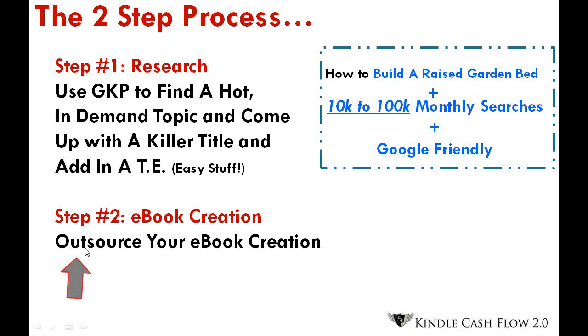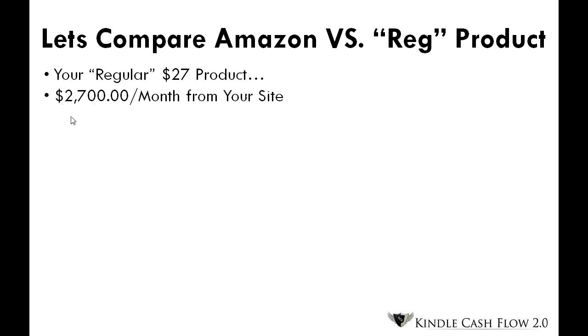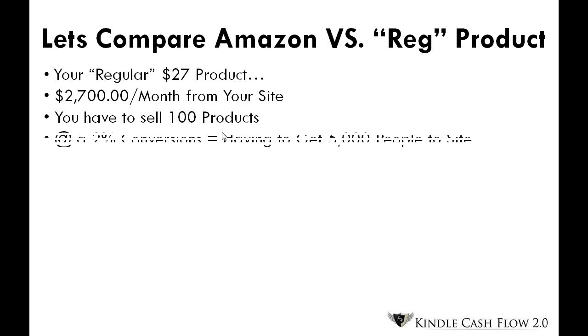All right. So let's talk about the second step here, outsourcing your ebook creation. Now, what I want to do is compare Amazon versus a regular product. Now, look at this. With your regular product, we upped the price a little bit. We went from $17 to $27. This is a regular product that you're trying to sell from your website, right? Let's say you're making $2,700 a month from your site, or that's your goal. You have to sell 100 products to do that at 27 bucks each, right? And again, that's at a 2% conversion.